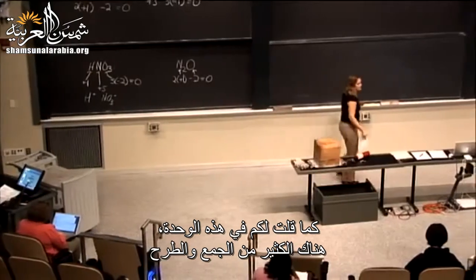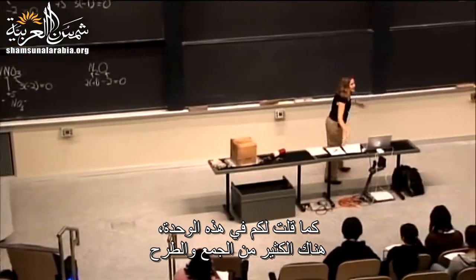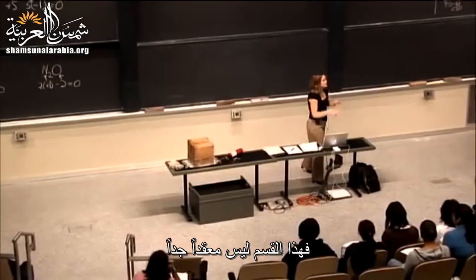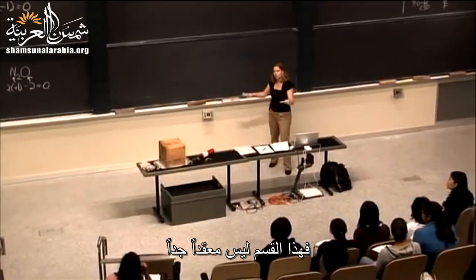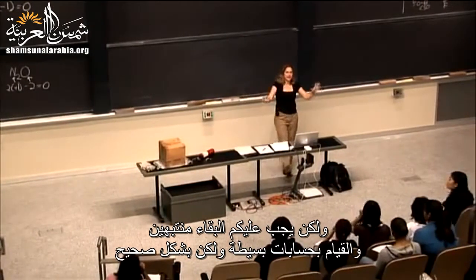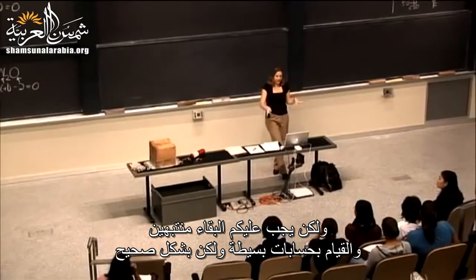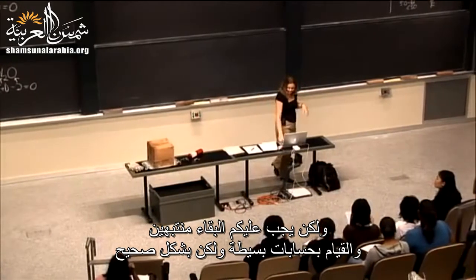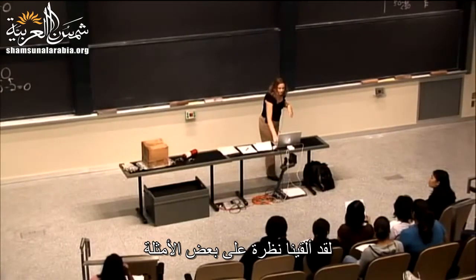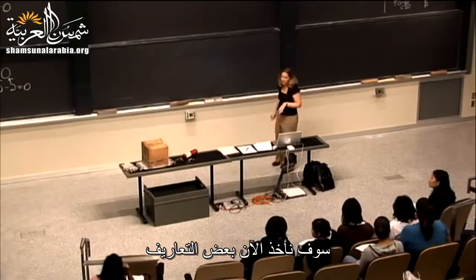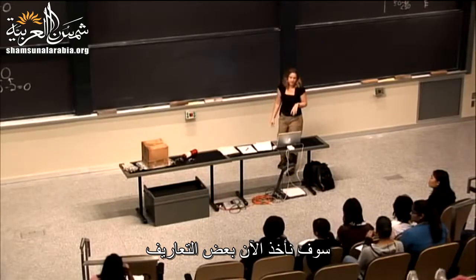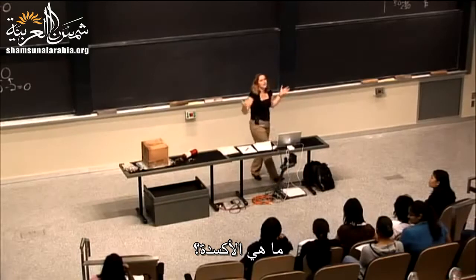All right. So as I said, in this unit, it's a lot of adding and subtracting. This part is not too complicated, but you just have to be paying attention and doing your simple math correctly. All right, so we looked at some examples. Now we're going to give some definitions. What is oxidation?